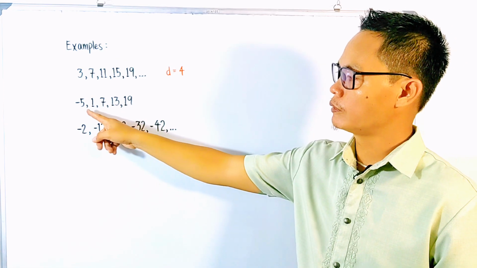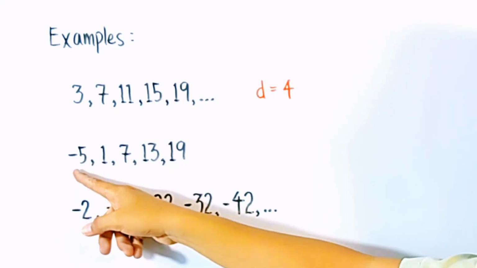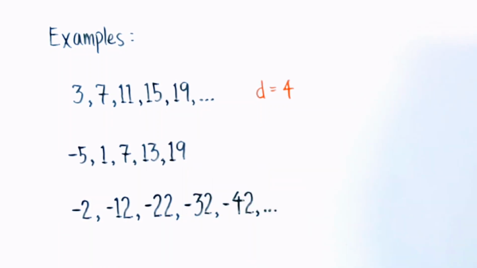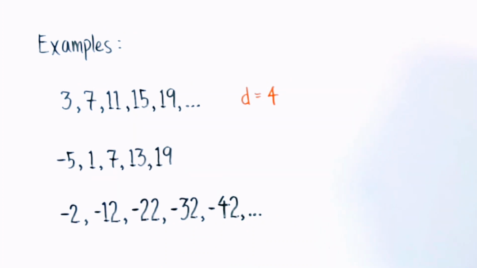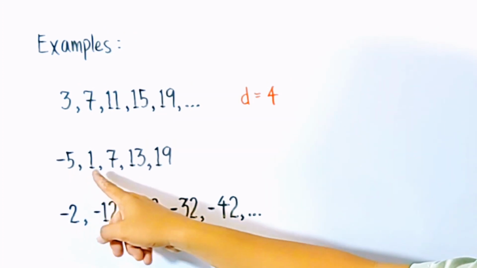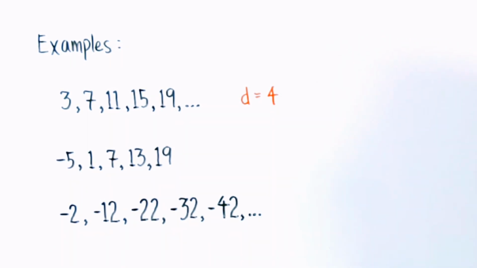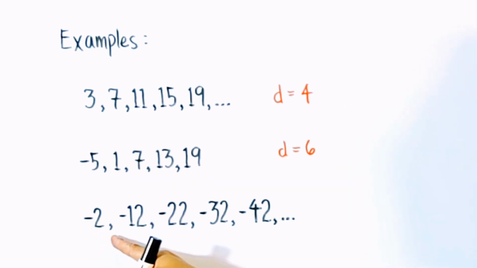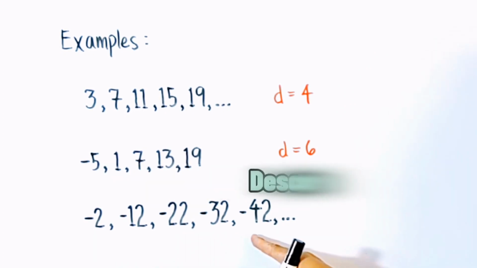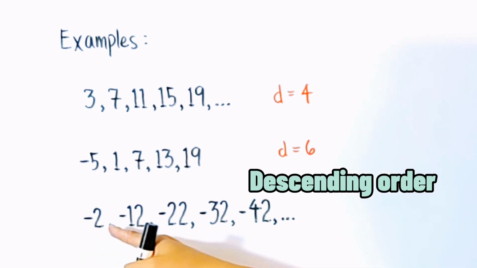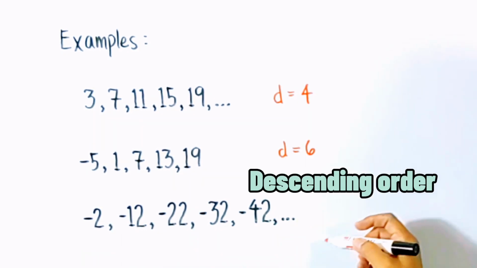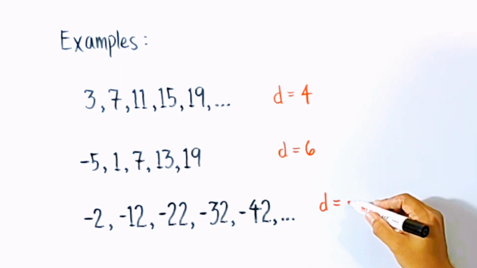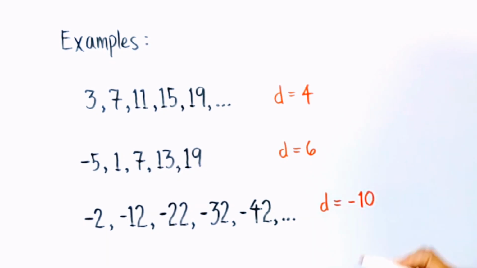How about this one? Even if the first term is negative, if you see that the sequence is in ascending order, the common difference should be positive. Now, take a look at negative 5 to 1, 1 to 7. Obviously, we have a common difference of 6. On the third example, we observe that these numbers are in descending order. The interval between 2 and 12, 12 and 22, and so on, is descending, so we need to write it as a common difference of negative 10.